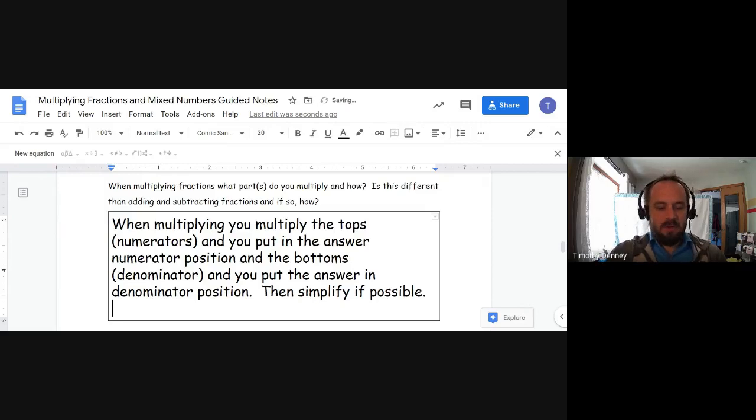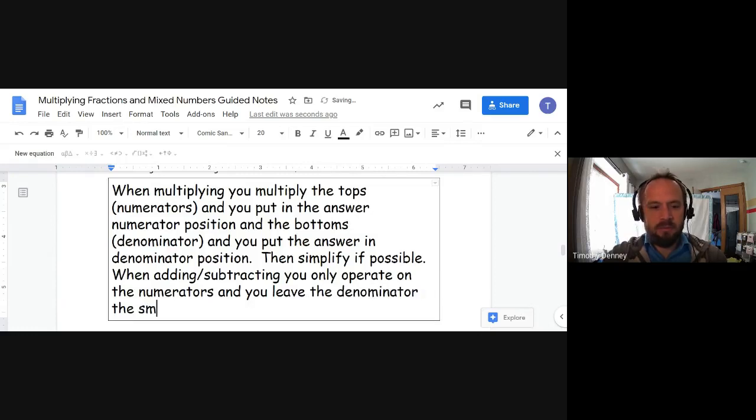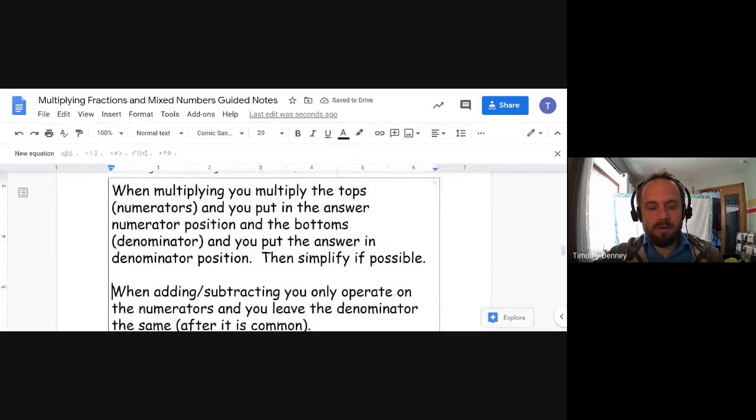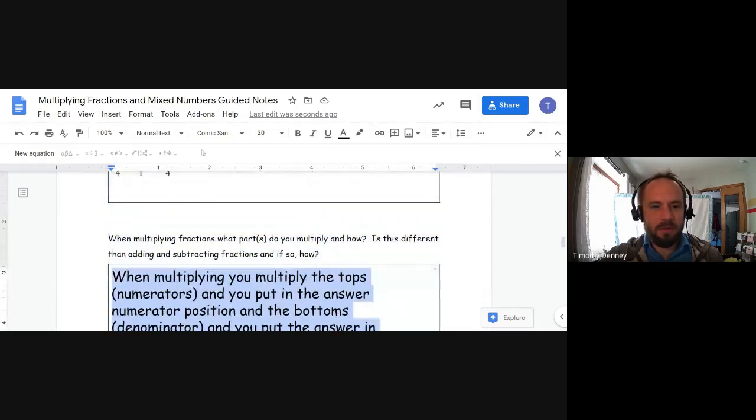Well, yes, it is. When adding or subtracting, you only operate on the numerator, the top numbers. You know that mathematicians are doctors? They operate. You only operate on the numerators, and you leave the denominator the same. I'm going to put in parentheses here, after it is common, right? We can't even add or do anything until you have a common denominator there. Multiplication then doesn't matter. You can multiply whether you have a common denominator or not. All right, so make sure you understand these are the differences here.